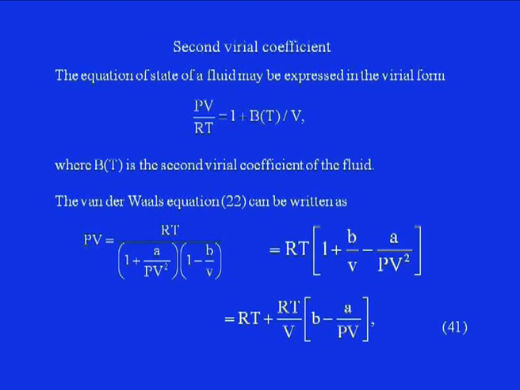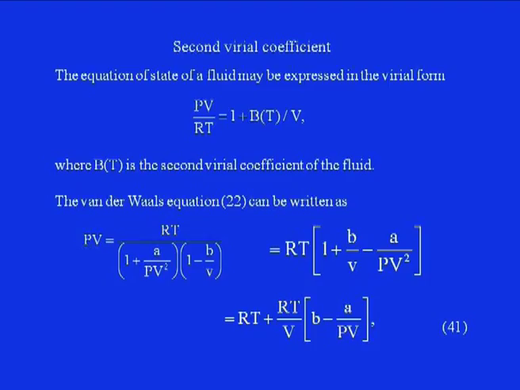So, obviously from this equation you see that PV equals RT. If you compare it with the first equation, it gives the value of B, which is nothing but the second virial coefficient. So, by comparing, B equals b minus a by RT.